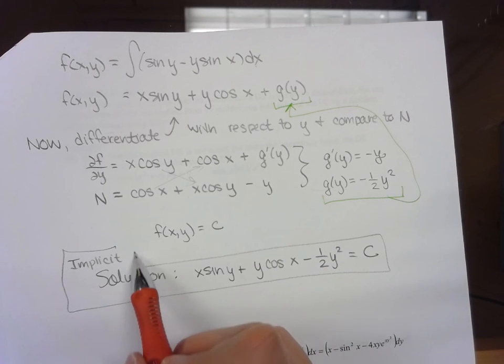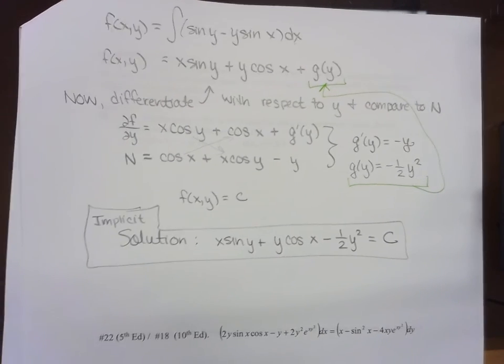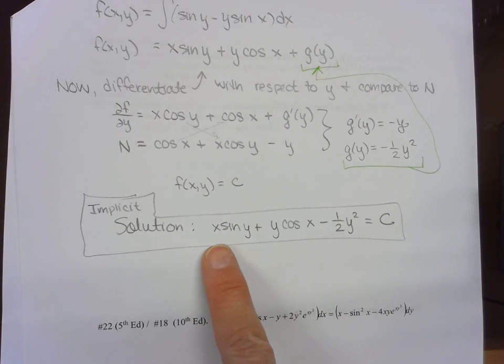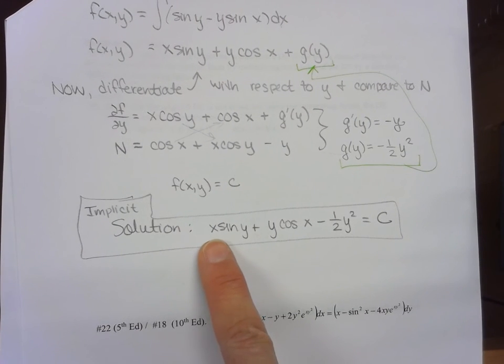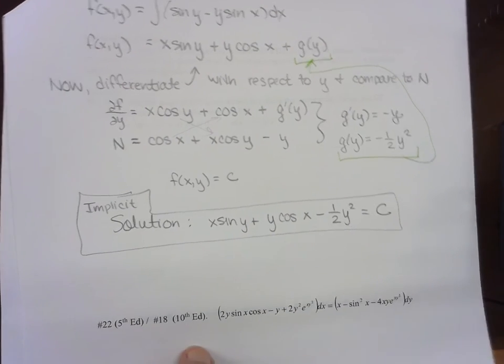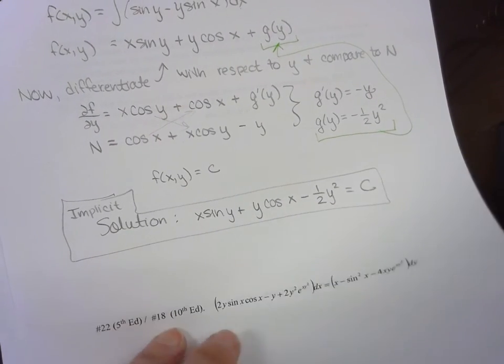If they had given us an initial condition, I don't think they did, I'll go back and look, then we would just do it how we did it before. Whatever the x value is, plug that in. Whatever the y value is, plug that in, and then solve for c. They didn't give us an initial condition.